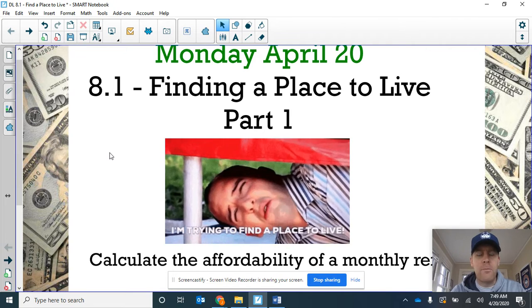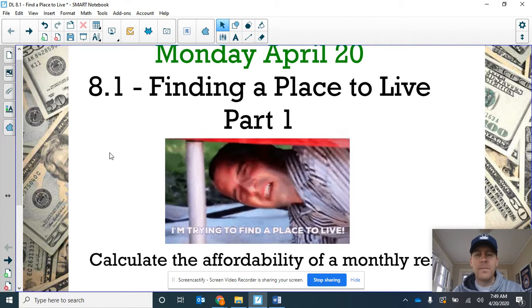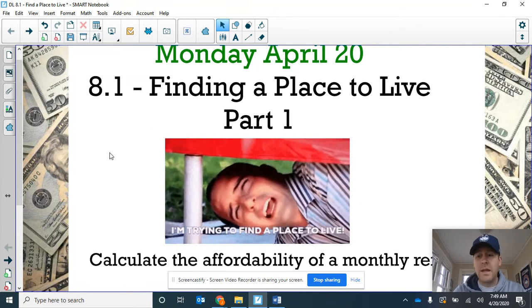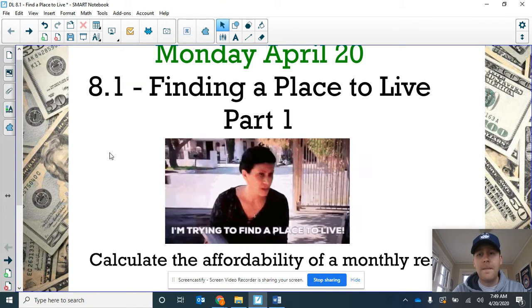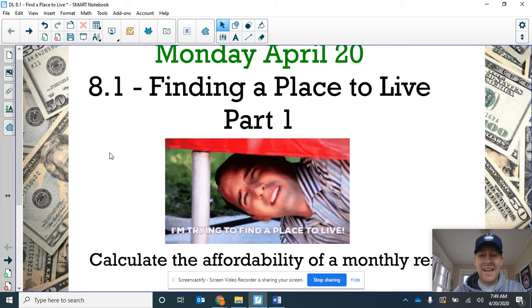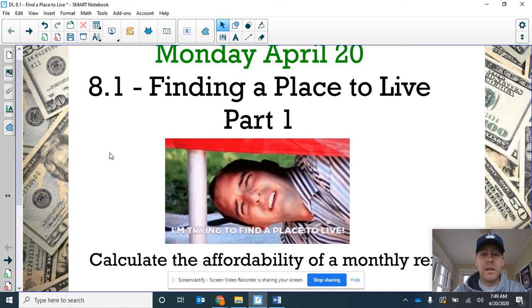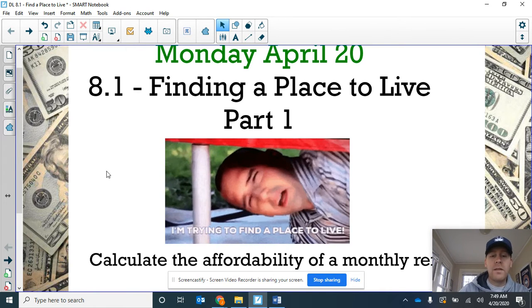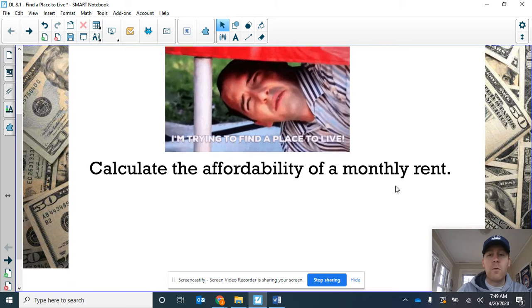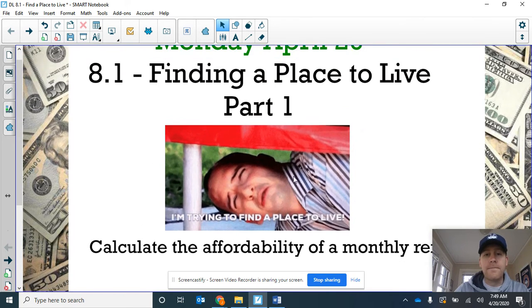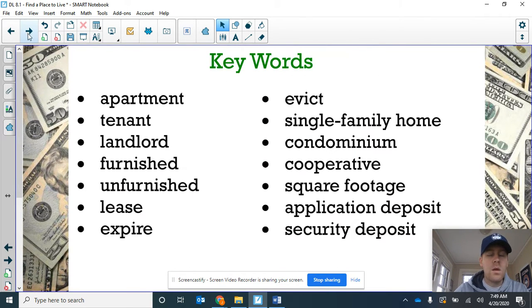And we're going to do section 8.1, which is on finding a place to live. And this section will take us a few days. We're going to do part 1 of it today, part 2 Wednesday, and kind of see how we do. We might even spill it into next week. Okay, but one thing we're going to focus on today is calculating the affordability of a monthly rent. All right. So keywords here that we'll go through throughout this section.